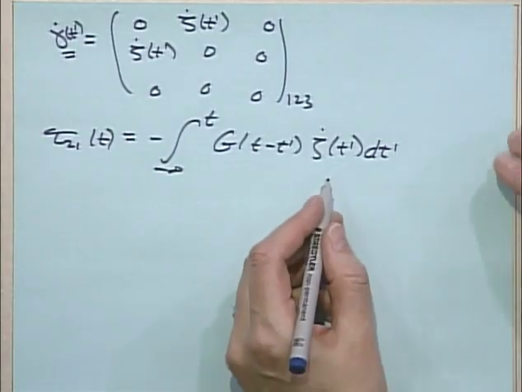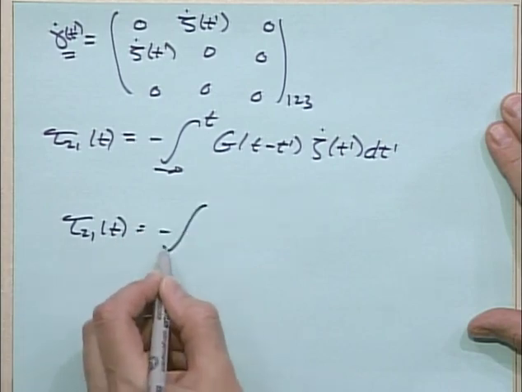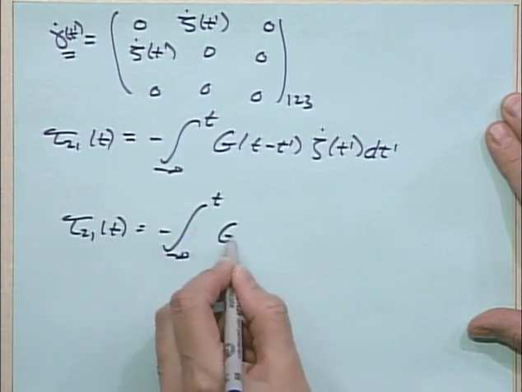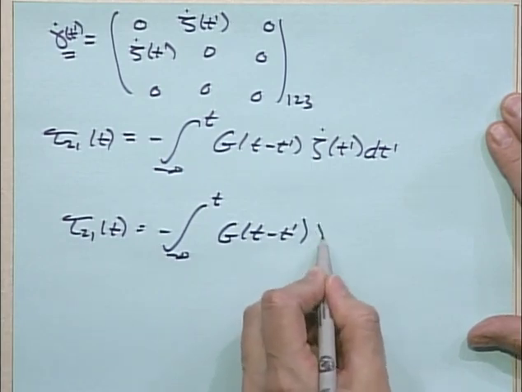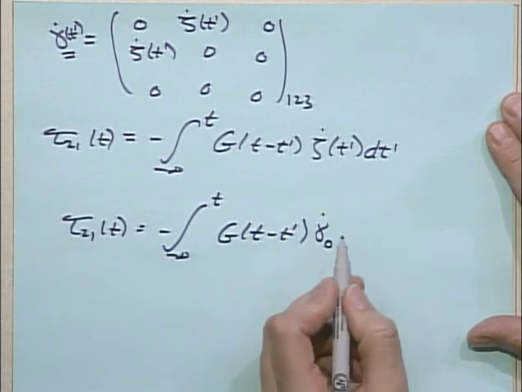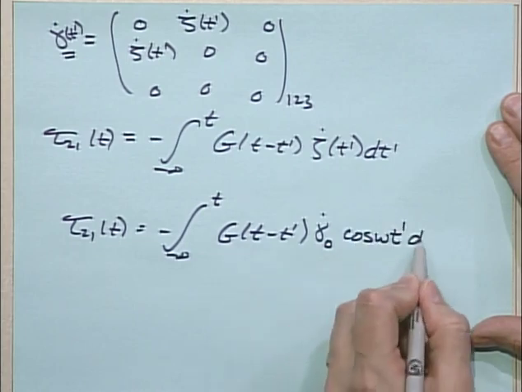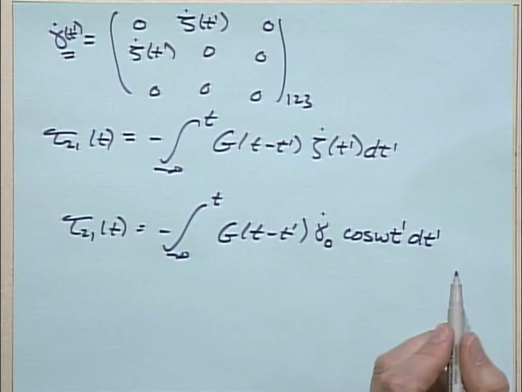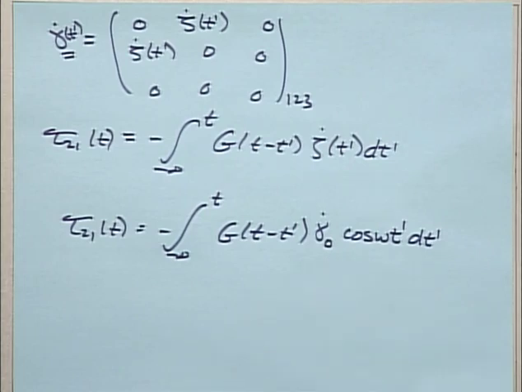Okay, so let's plug this in. Tau 21 equals minus the integral from minus infinity to t, g of t minus t prime, times gamma dot, which is a constant gamma dot naught, times cosine omega t prime, dt prime. Notice that this is gamma dot of t, and so everywhere there's a t, I put a t prime. So gamma dot naught cosine omega t prime.